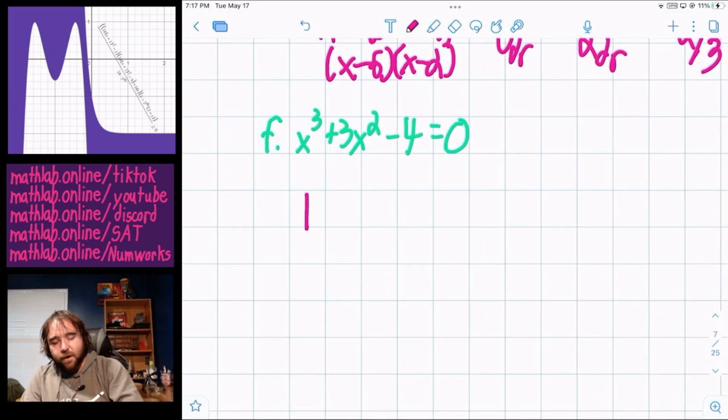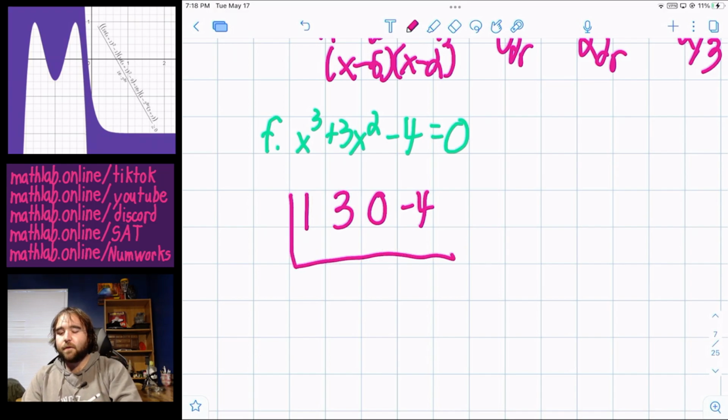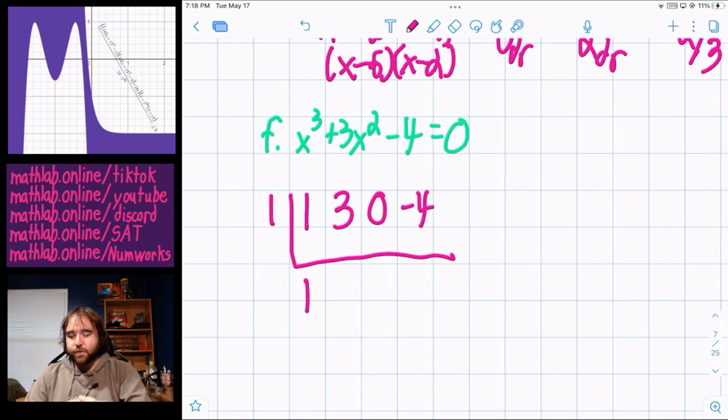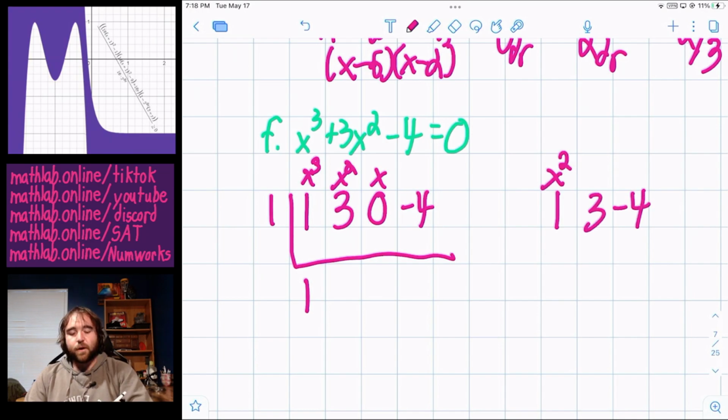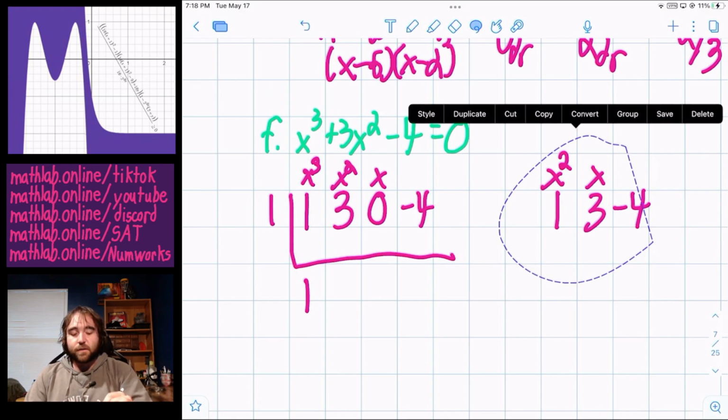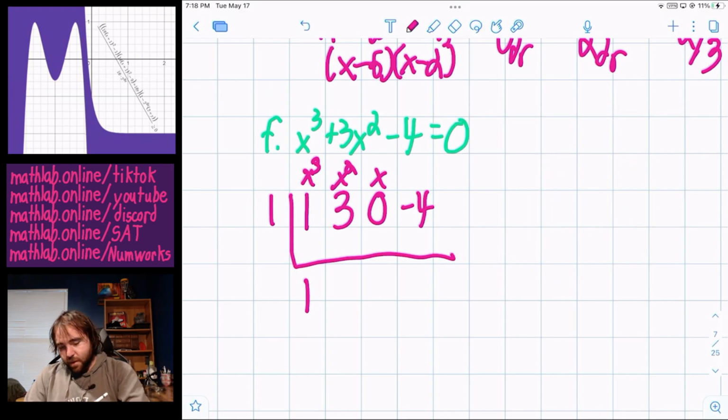This is mainly to point out that if you're missing a term, you got to have a placeholder. You can't just not have the 0 there, because otherwise it's like you're doing it with a quadratic, not an x cubed. So you got to have the 0 there to show that you have 1x cubed, 3x squared, 0 x's, and then negative 4. Because if you just do this, then it looks like this is x squared and this is x. That's not what it is. So you got to have that 0 in there as a placeholder. But luckily 1 works, so we can just wrap through this.